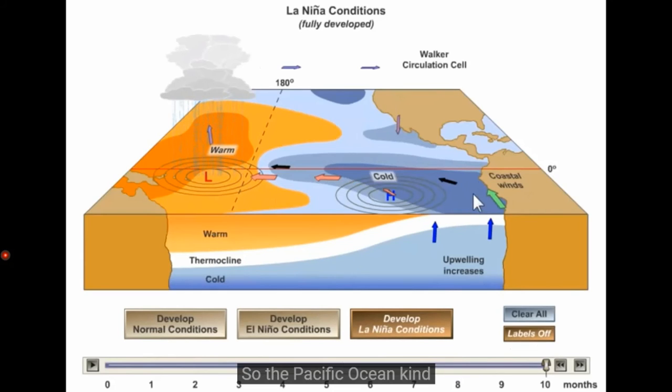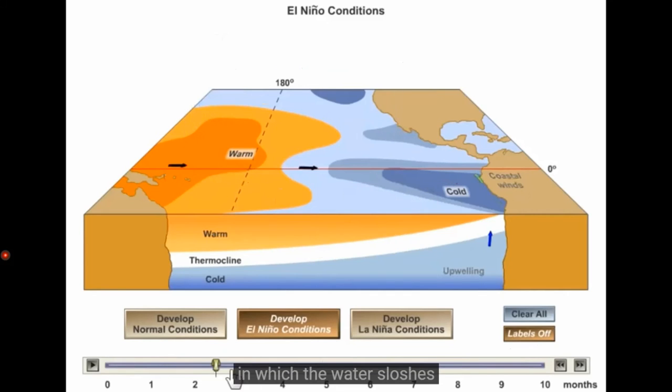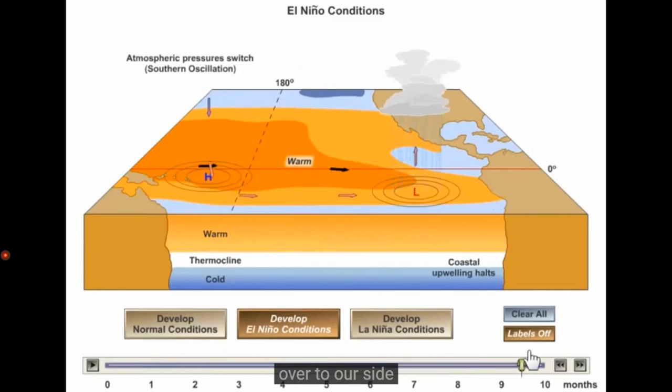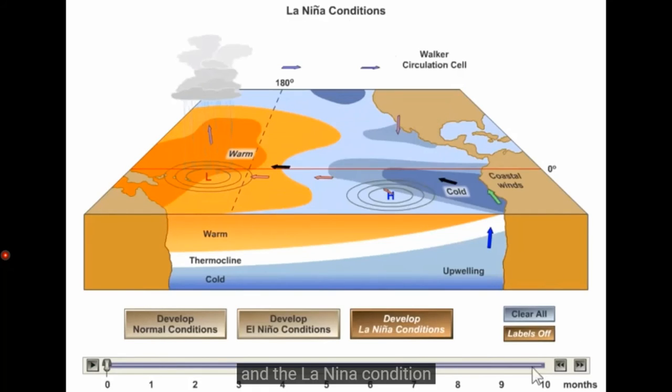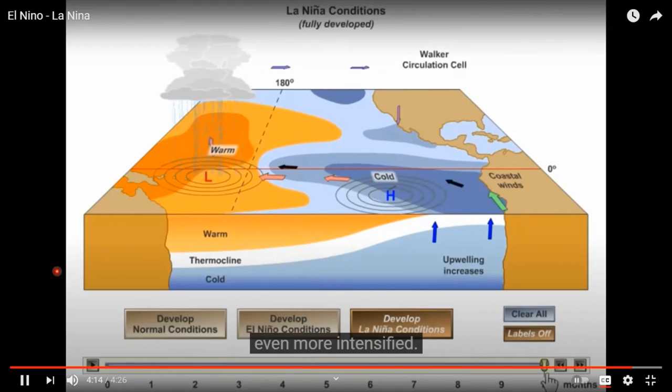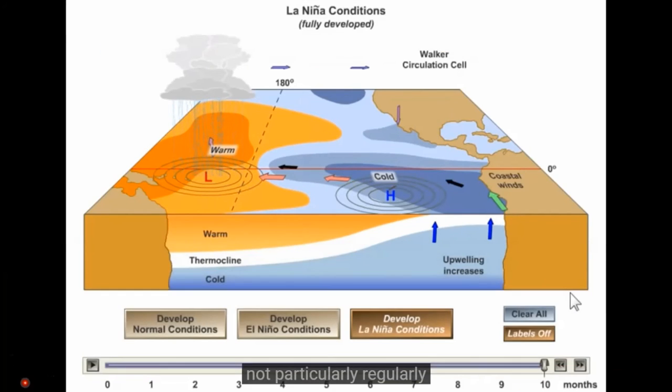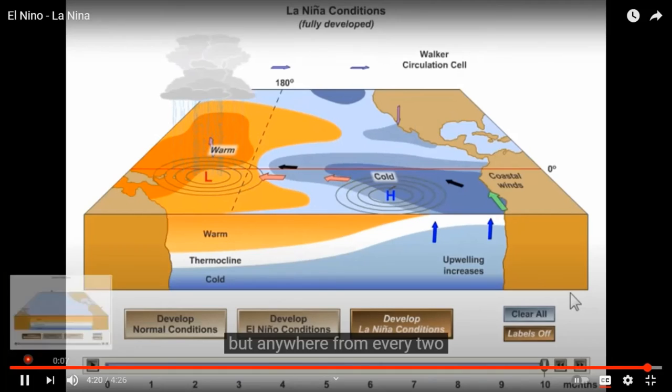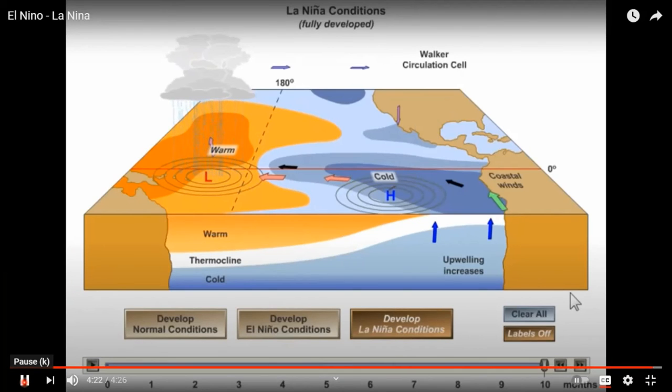So the Pacific Ocean kind of oscillates between these two conditions, the El Nino condition in which the water sloshes over to our side of the Pacific, bringing storms and rain and warm water, and the La Nina condition in which the water goes back to the other side of the Pacific and cold upwelling becomes even more intensified. These cycles go back and forth, not particularly regularly, but anywhere from every 2 to 8 years is pretty typical.